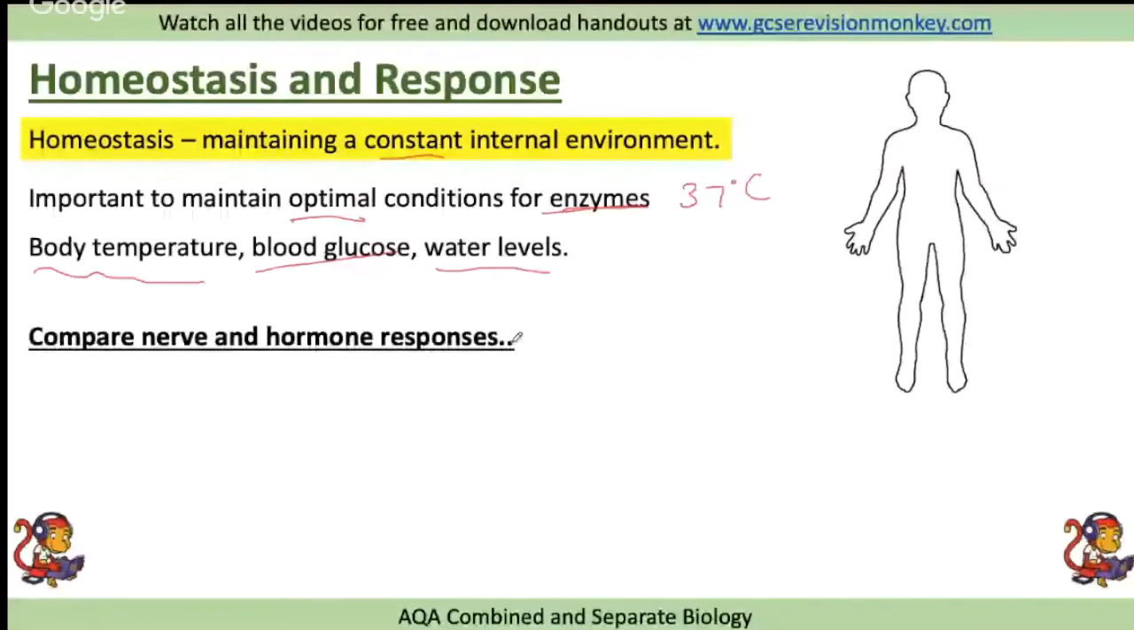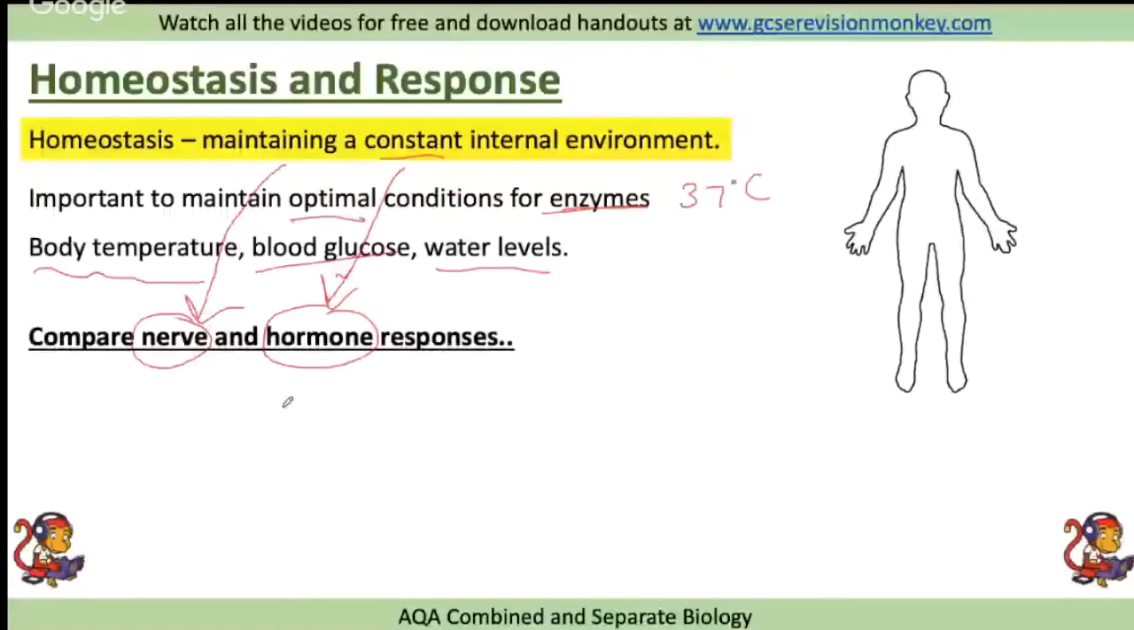In your exam, a common question is asking you to compare nerve and hormone responses, because to maintain a constant internal environment, you might be looking at a nervous response to do this, or you might be looking at a hormonal response. So I want you to concentrate on the types of words that you need to use in a compare answer. So let's have a look at this first line here.